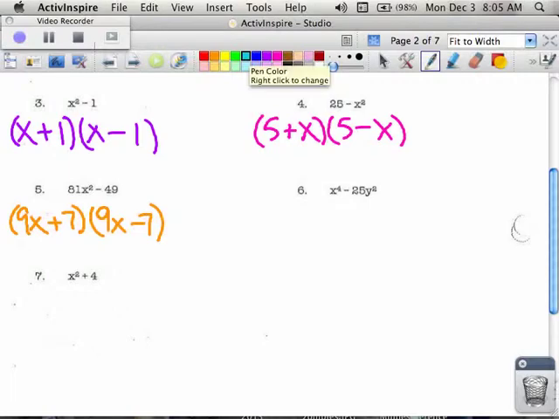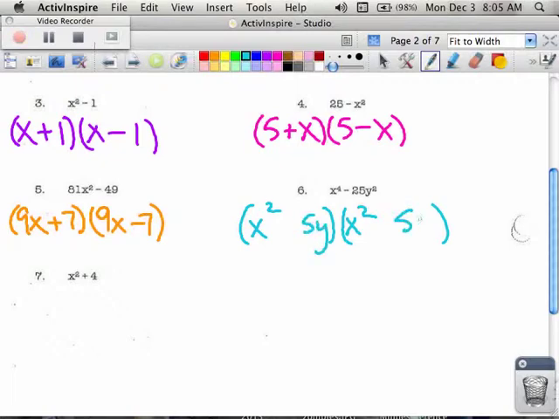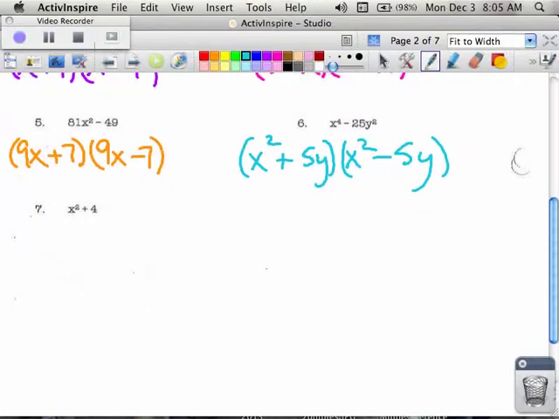Kayla, what'd you get? X squared in front and 5y in the back. Very good. And plus and minus. Done. Super easy. Super fast. So if you see two things with a minus in between, and those two things are perfect squares each, super fast.